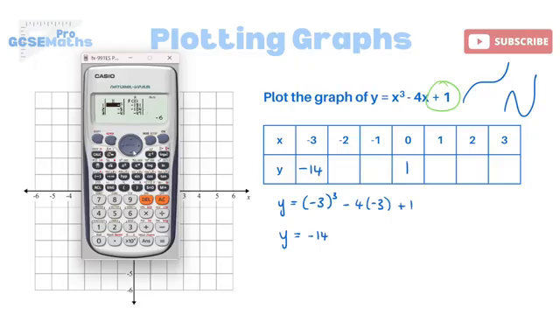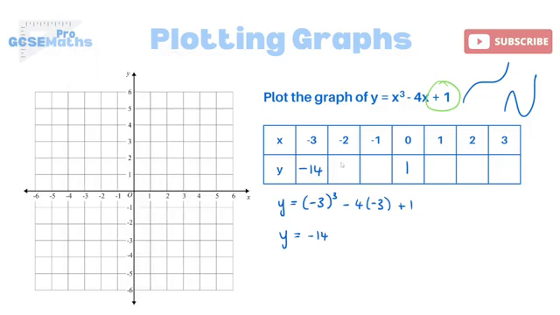And now obviously these are way too big, so I'm going to scroll down. You can see I've got -3, -14. That's what I got there, wasn't it? -2 is then 1. -1 is then 4. So 1, 4. You can see it's going up and then down again.